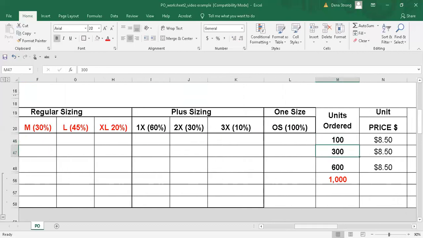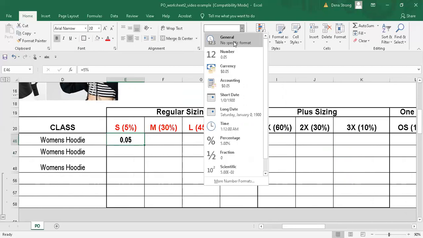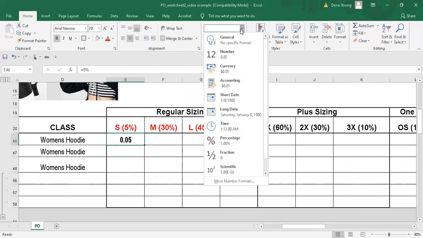So that means we want to make sure this is a general number. Oops, what's going on here? General number. It is not a percent.